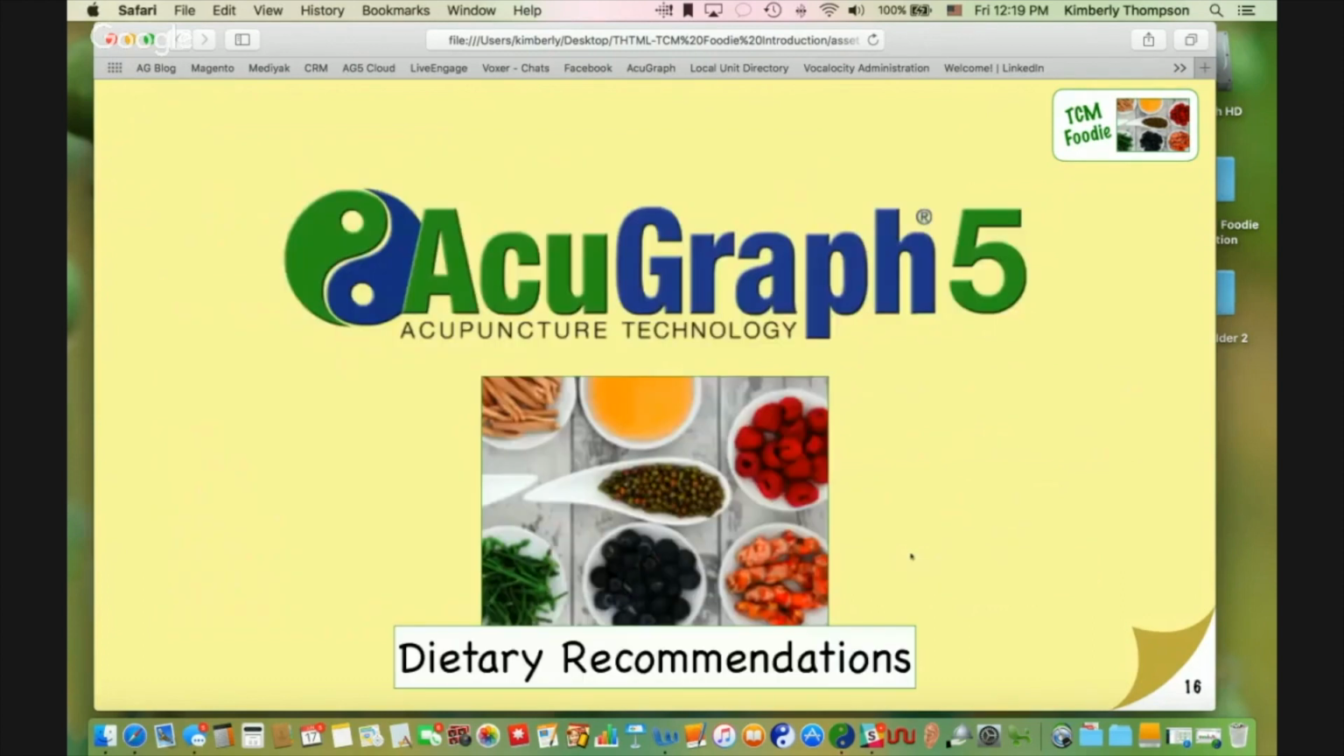So AcuGraph 5 actually has everything that you need to be able to teach your patients about basic dietary recommendations. And it also will give you the information that you need for food as medicine. So I'm going to next get into how we created the database.